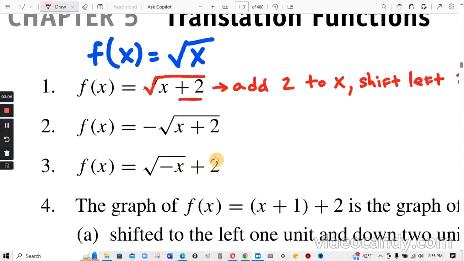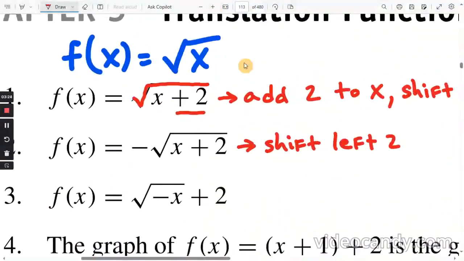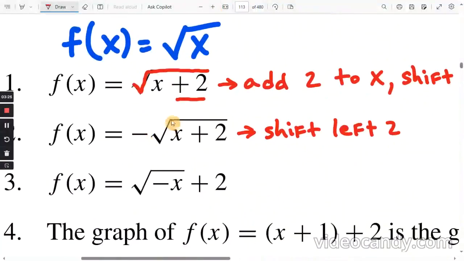All right, number 2, once again, the plus 2 is underneath the radical. So we added 2 to x, that's going to make it shift left by 2, like we said in the first one. All right, that's going to shift left 2 units. Now, this negative sign is multiplied times this whole thing. All right, the negative sign is not just times x, it's times the whole thing. So the negative sign is times y.